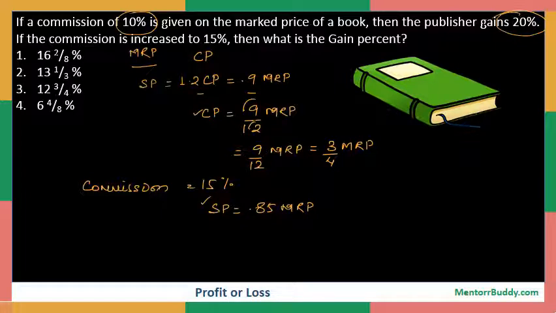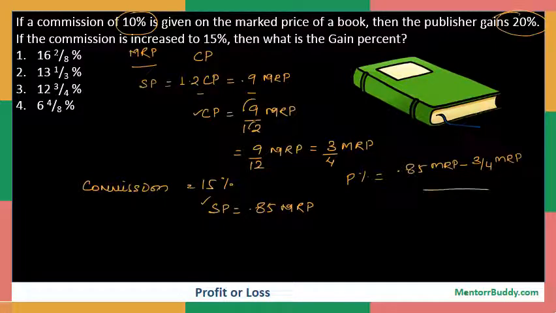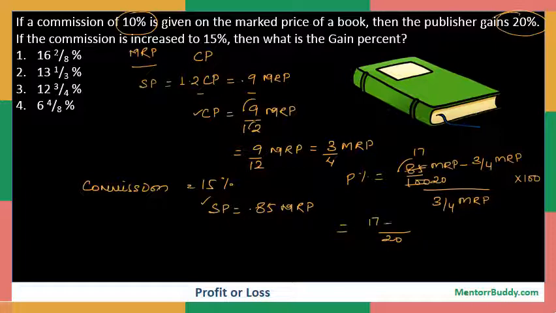To calculate the gain percentage, we know that profit percentage is equal to selling price minus cost price, that is 0.85 MRP minus 3 by 4 of MRP, divided by cost price, that is again 3 by 4 of MRP, multiplied by 100. When we solve this equation, if I remove the decimal and get 100 in the denominator, we can easily get 17 by 20, and when I take the LCM, this gives me 20, that is 17 minus 15, times MRP.